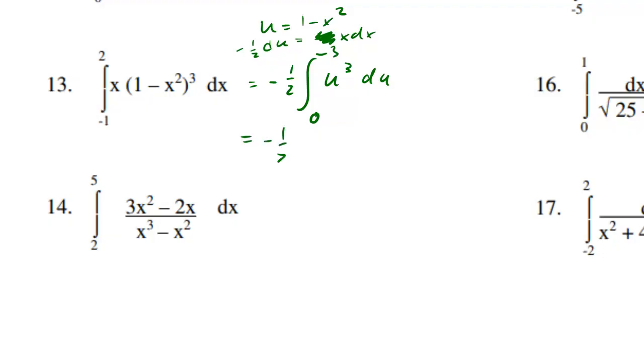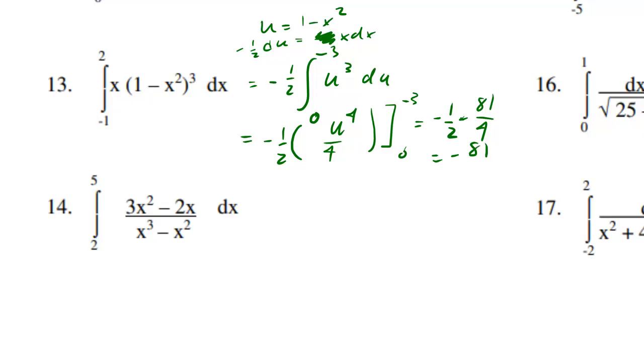So the negative 1/2 is coming along for the ride. And we're going to do u to the 4th over 4, plugging in negative 3 and 0. When I subtract off the 0, it's going to be nothing. So we're really just looking at the negative 1/2. Plugging in a 3 to the 4th, that would be 81 fourths. So negative 81/8.